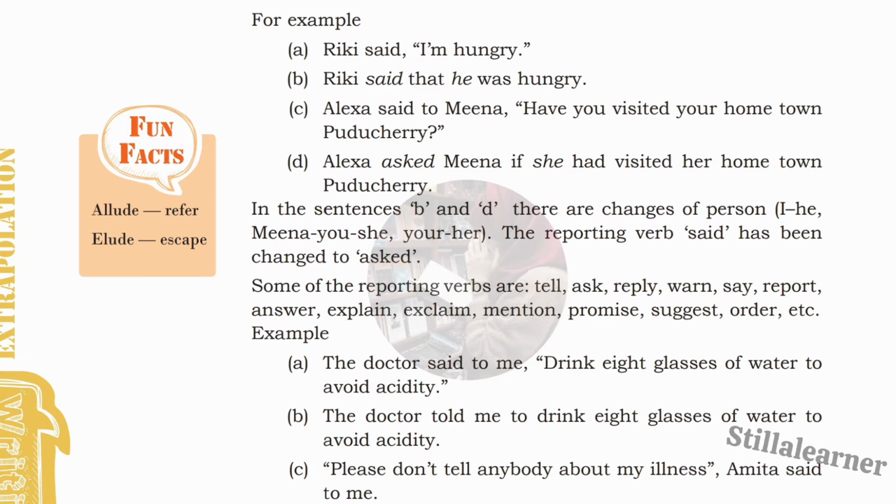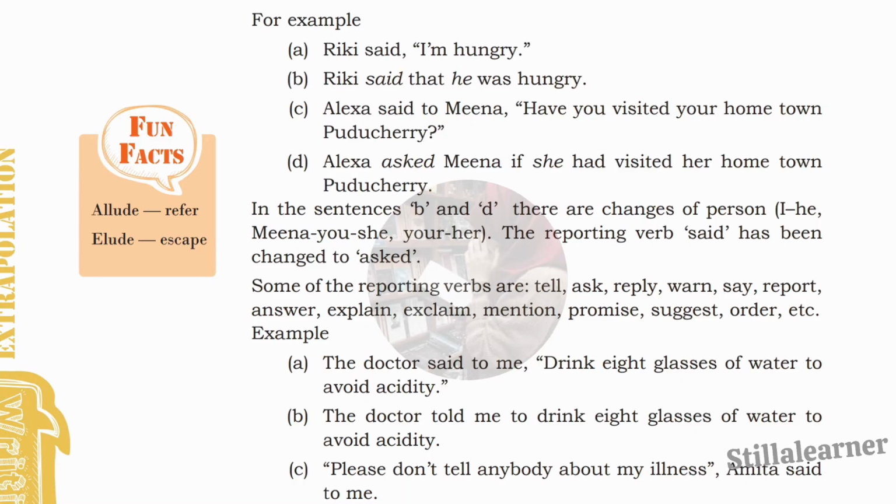So, first example is, the doctor said to me, "Drink 8 glasses of water to avoid acidity." So let's see the indirect speech of this sentence. The doctor told me to drink 8 glasses of water to avoid acidity. Here the reporting verb said to has changed to told. Let's see the next sentence.